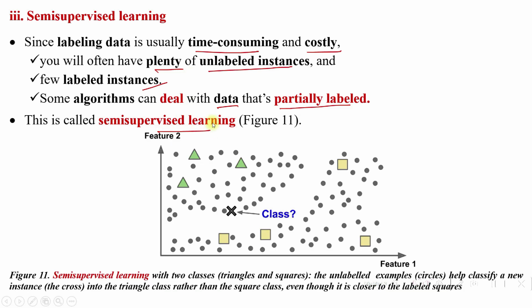Here, in this example, it contains two classes: one is a triangle and one is a square. The unlabeled examples are circles. They help classify the new instance, the crossed one, into the triangle class rather than the square class, even though it is closer to the labeled squares. So this type of thing is called a semi-supervised learning algorithm.